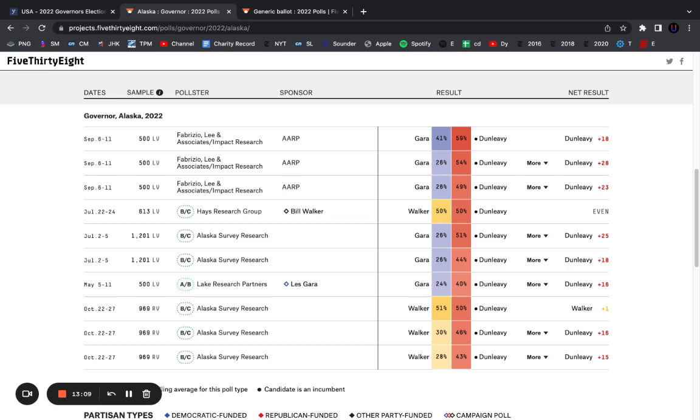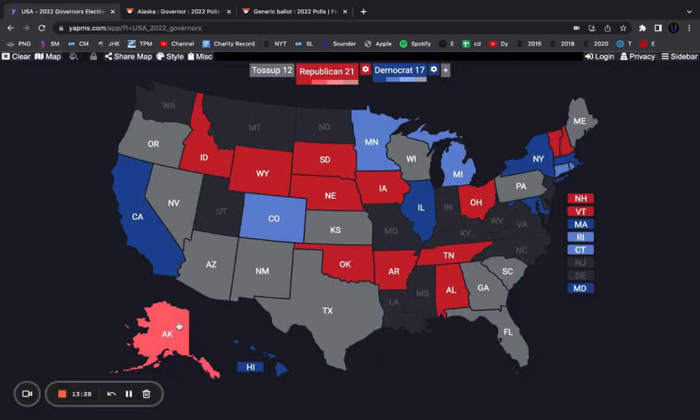Dunleavy might not crack 50% on election day, but Gara and Walker won't have enough support, even if you combine them, to unseat him. So I don't really know who will come in second or third. It's kind of hard to predict in a ranked choice voting race who's going to come in second, who's going to come in third. But I will say that I think there's a small chance of Dunleavy losing, but ultimately he'll still probably win re-election by 9-10%.